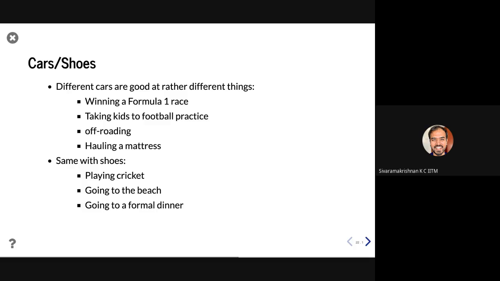In the same way, you can think about shoes. When you want to play cricket, you choose a shoe. When you want to go to the beach, you choose a different shoe, hopefully, right? Not wear the cricket shoes. When you're going to a formal dinner, you want to pick your best dress shoes, not the same shoe that you will wear for a beach. In the same way, you don't pick a particular programming language blindly, right? We pick OCaml and Prolog because they give us the ability to teach you concepts nicely.